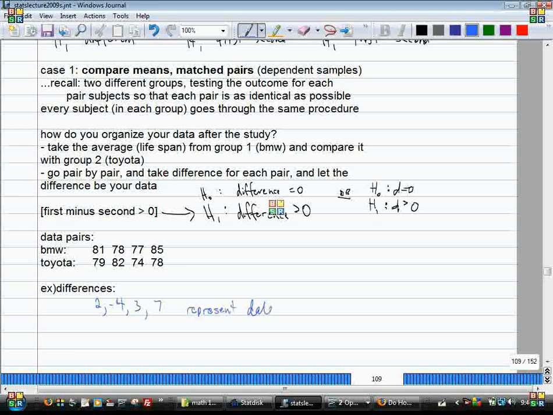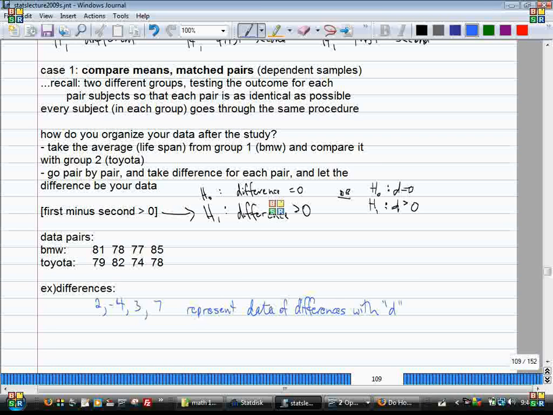So we represent data of differences with D. Okay. So now we need to make our claims and write our notation. In this case, remember, the claim was that BMW owners live longer. So that's a claim that says what about our difference? Right. Well, how would you write that in notation?